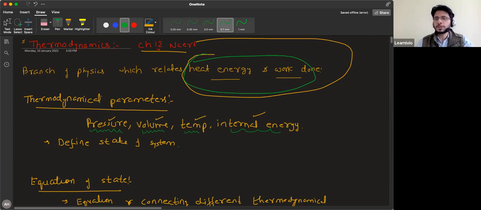Thermodynamical parameters. It's just like kinematics. When we study kinematics, we first study the parameters, which are velocity, displacement, acceleration. Just like mechanics, we have certain parameters in thermodynamics also. Those parameters are pressure, volume, temperature, internal energy. Or you can say that thermodynamical parameters basically define the state of the system, just like the state of a system in kinematics is defined either in terms of displacement or velocity or acceleration or time. So like parameters of kinematics, you have parameters of thermodynamics.